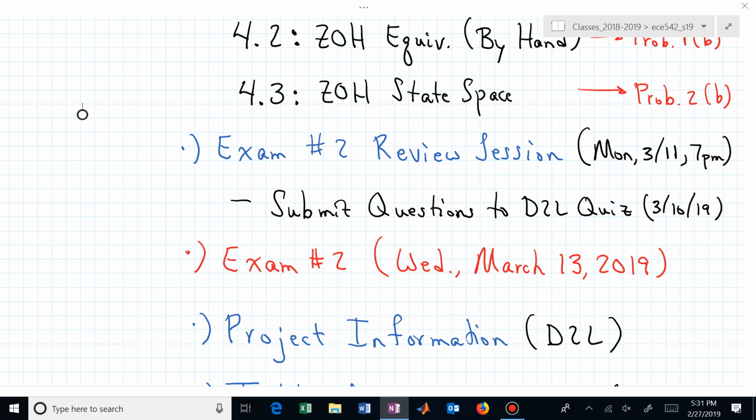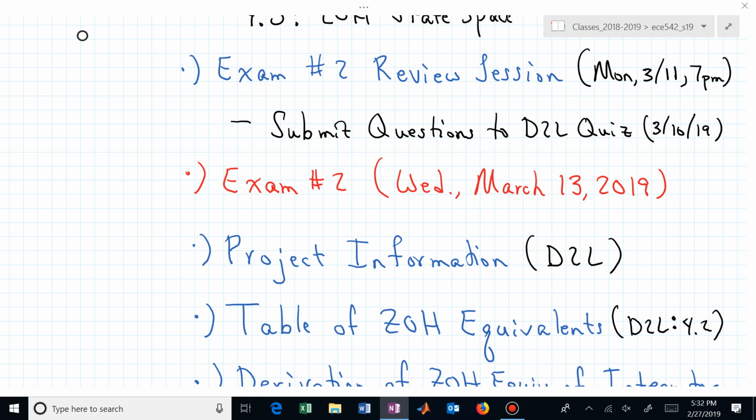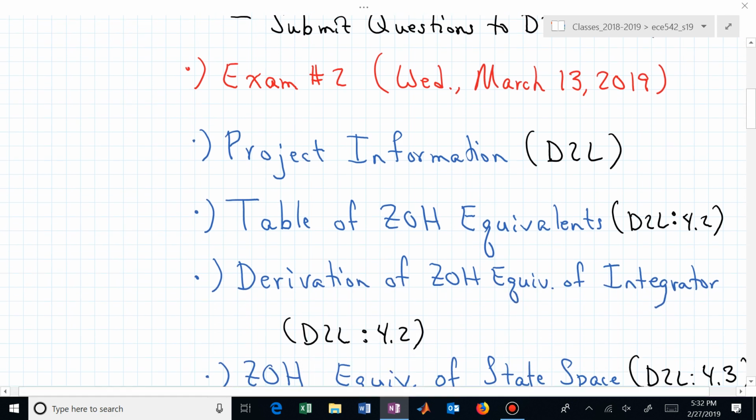And if you have questions concerning material for exam number 2, you can submit those in the quiz section that's been designated for that very purpose. You can simply type in or scan in what you have for questions. And exam number 2, is that a couple of weeks from today? That's on the 13th of March on a Wednesday.